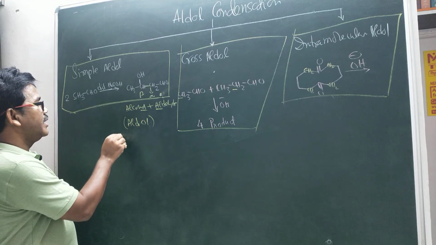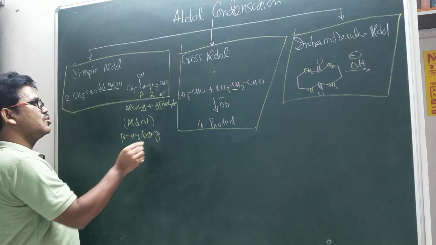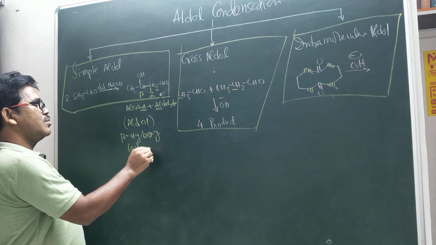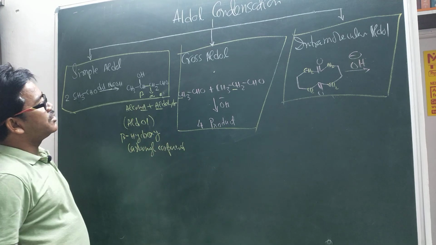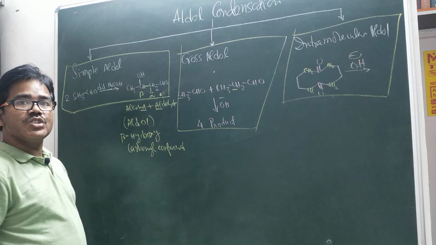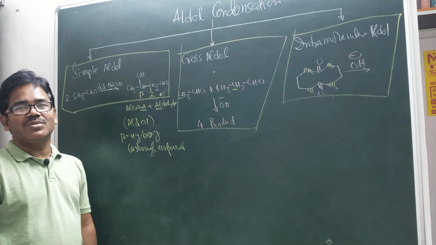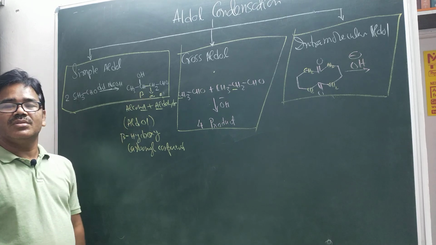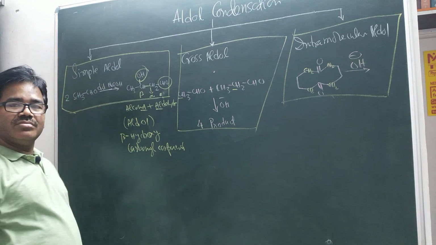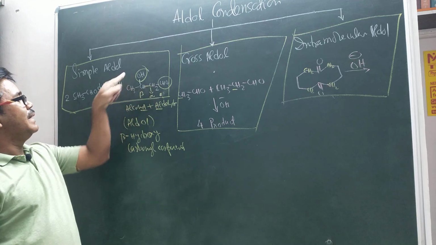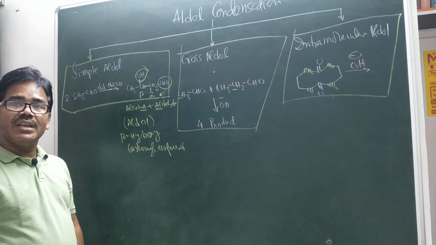This is nothing but beta hydroxy carbonyl compound. This is alpha carbon, this is beta carbon. Beta carbon contains OH group. Final product is beta hydroxy carbonyl compound. That's called your aldol. Why aldol? Because this group contains aldehyde group as well as alcoholic group. From aldehyde group ALD, from alcoholic group OL. And that's called aldol, beta hydroxy carbonyl compound.